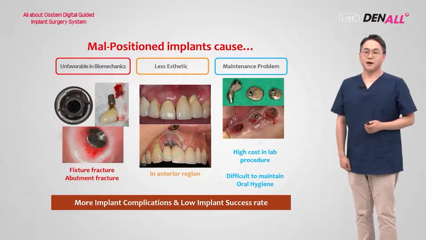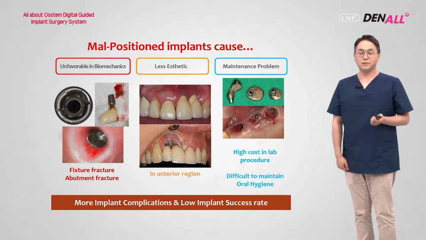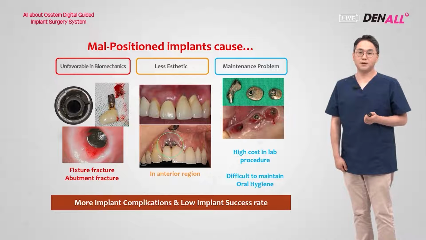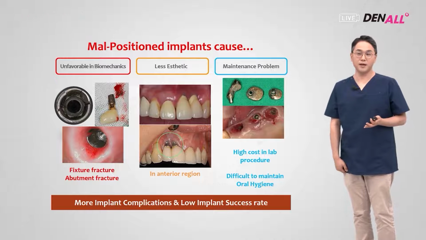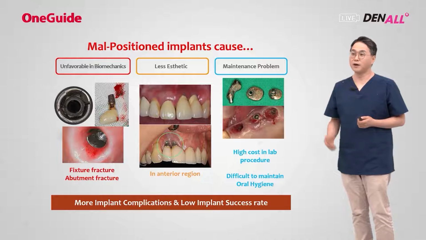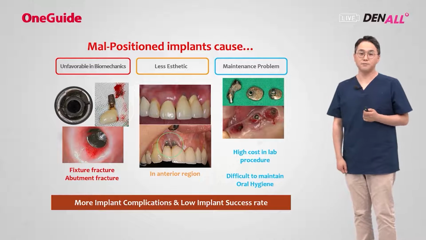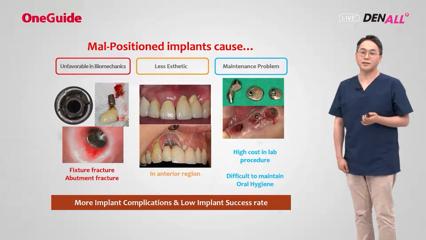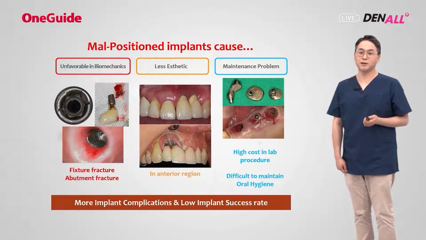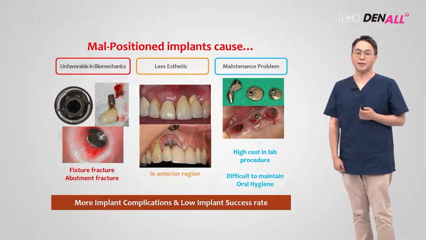To give you more specifics, mal-positioned implants cause various problems. First, it's very unfavorable biomechanically. They can lead to abutment fracture, implant tearing, or abutment screw fracture. A lot of mechanical complications can occur. As you can see in the anterior area, it's aesthetically very bad. Even if you have delivered the crown, if the patient cannot manage oral hygiene, there can be various maintenance-related issues.